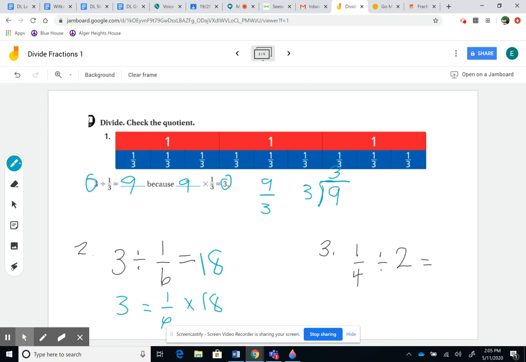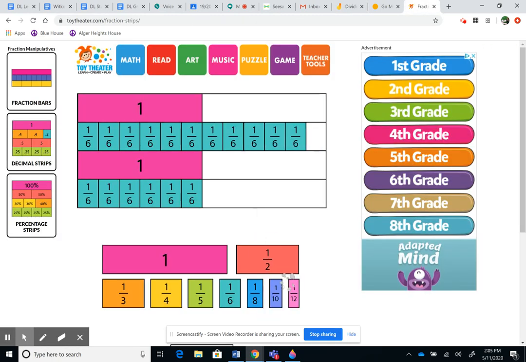Now, if you look at number 3, it is a little bit different. It says 1/4 divided by 2. Now, what we're going to do here is, if we split 1/4 into 2 pieces, what would each one of those pieces represent? So if I come back here to my fraction tiles, I'm going to get rid of all of these.